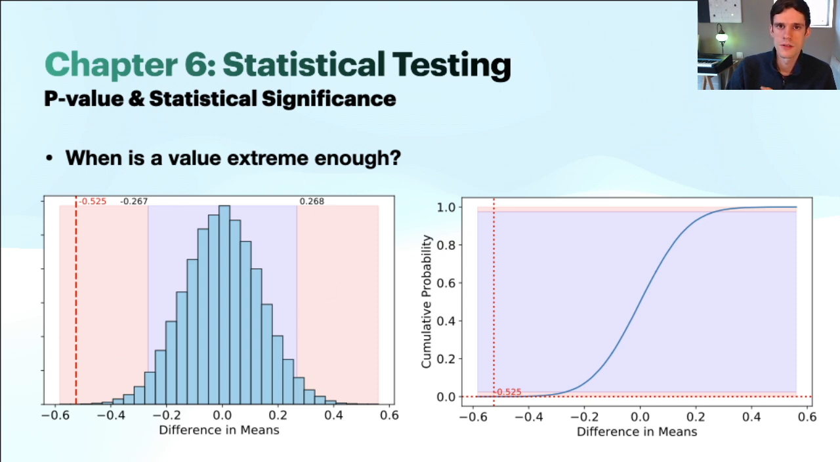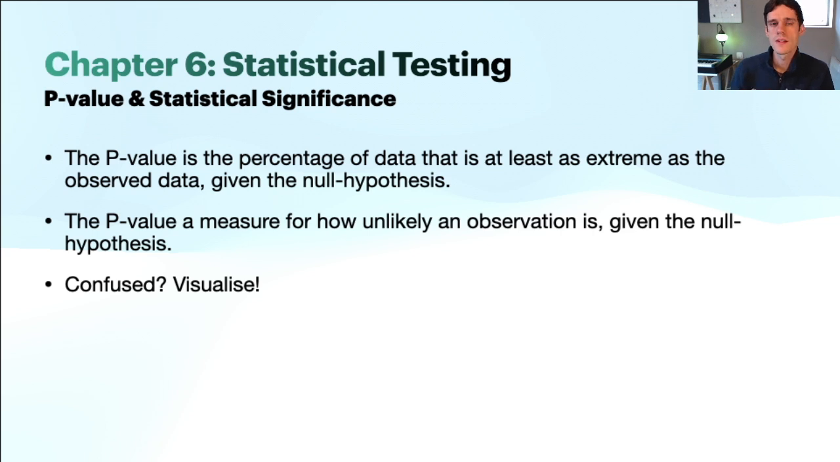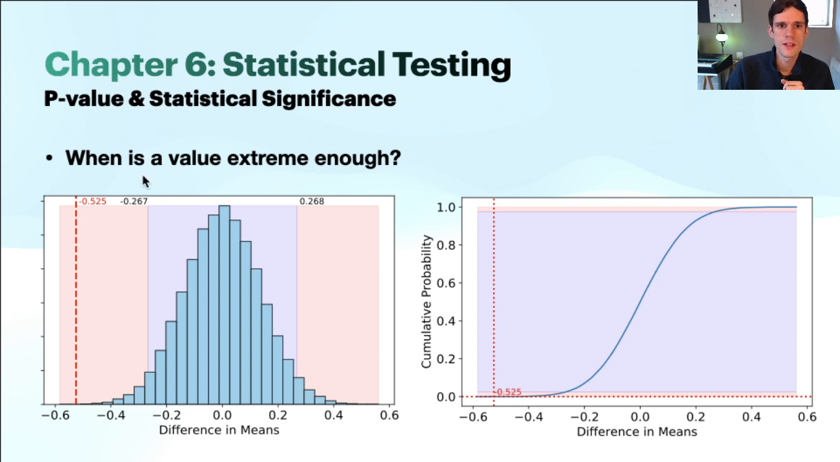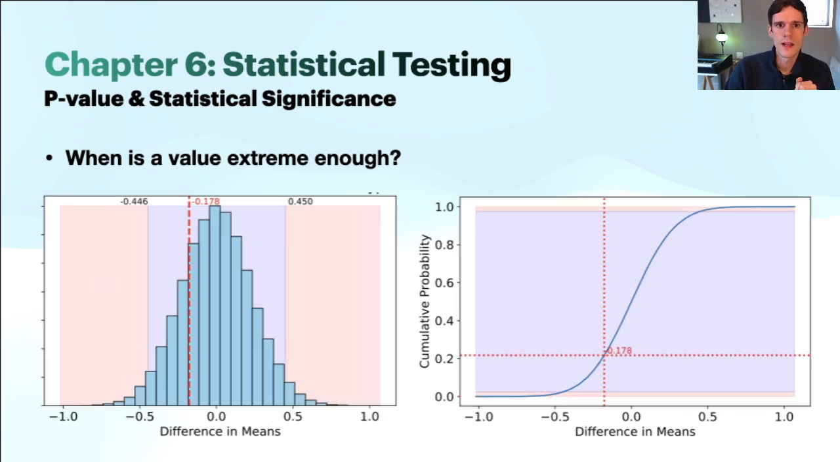And of course, in a very typical fashion, this is how we get in a natural way to the p-value, because what we just described is exactly what the p-value represents. The p-value is the percentage of data that is at least as extreme as the observed data point, given the null hypothesis, of course. Or said differently, the p-value is a measure for how unlikely an observation is given the null hypothesis. Going back, we could then say that the p-value in this case is less than 1%.